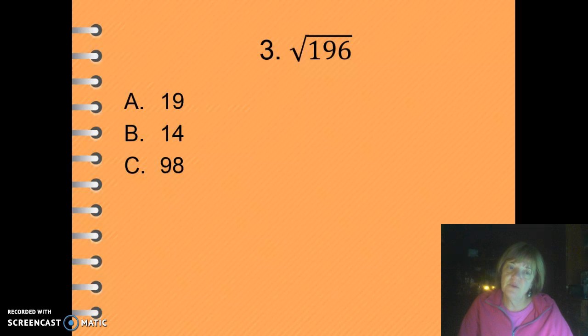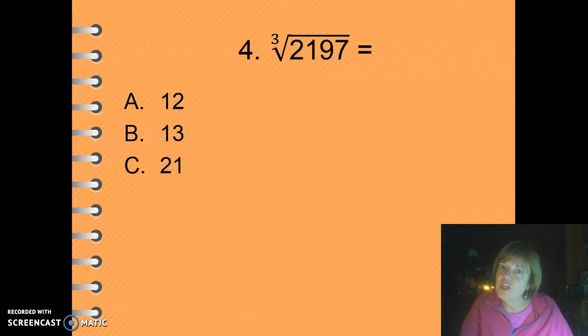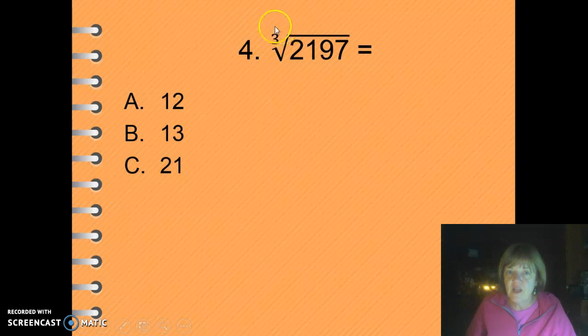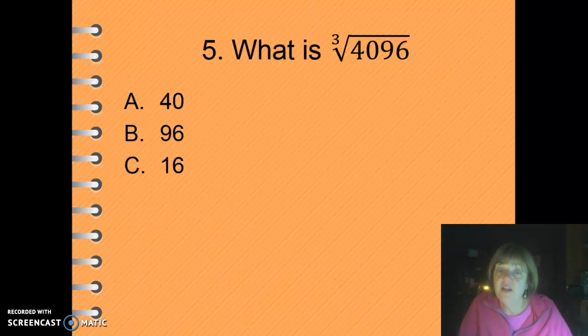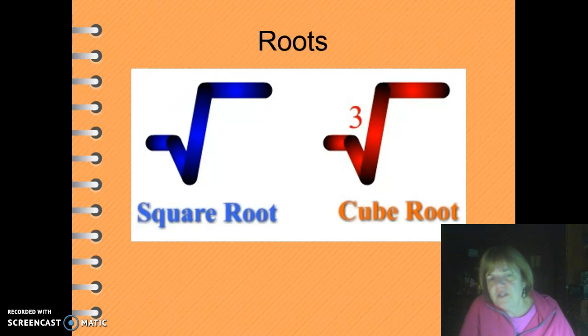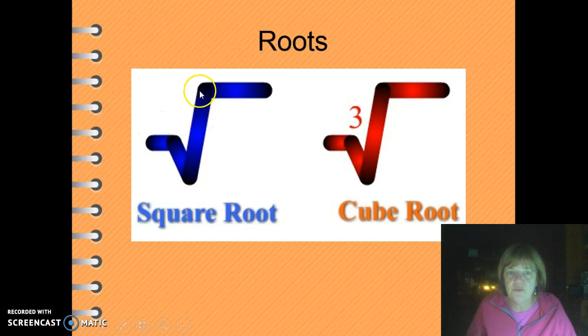All right, take the square root of 196 for me. Now take the cube root of 2197. Notice the reason I'm saying cube root is there's a 3 here. We'll talk more about that in a minute. All right, number 5, another cube root. So did you notice square roots, most of the time, you won't see a number here. So if we see a root symbol and you don't see a number, you're taking the square root of it. If you see a root symbol, that's the root we're taking of it.